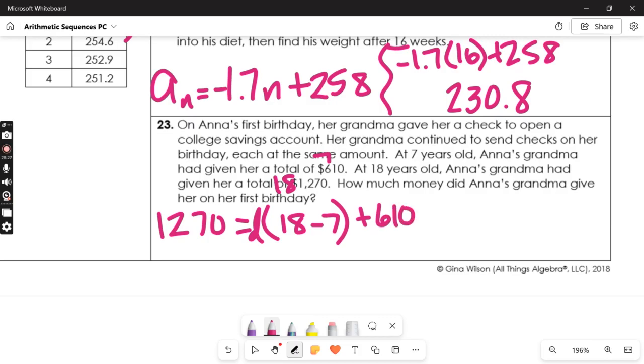Okay, so the first thing I'm going to do is subtract that 610. So 1270 minus 610 is going to be 660 is equal to, this would be 11D. And then I'm going to divide by 11. So that tells me that D is equal to 60.